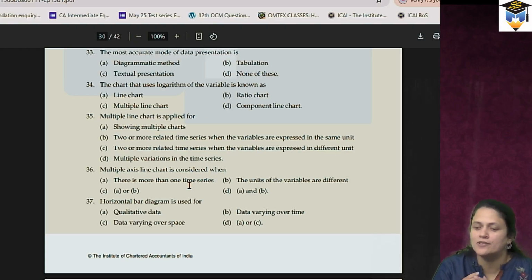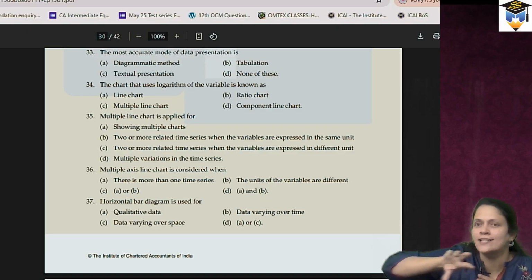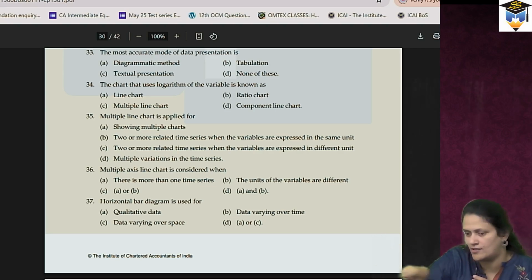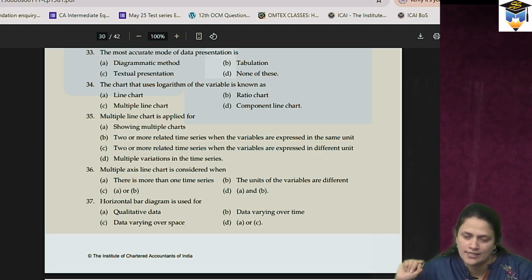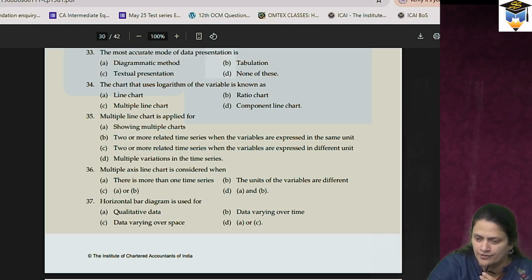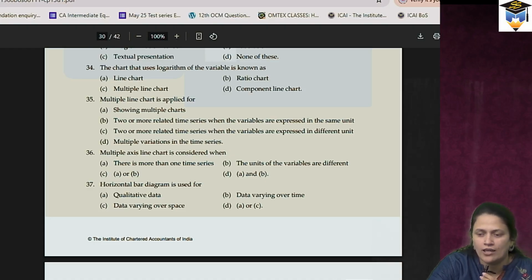Horizontal bar diagram is used for A and C, qualitative data and data varying over space. We have seen qualitative data. Are you sure? See, always remember, just write it down. On x-axis, qualitative data is given, and on y-axis, quantitative data is given. On x-axis, qualitative data. On y-axis, quantitative data.